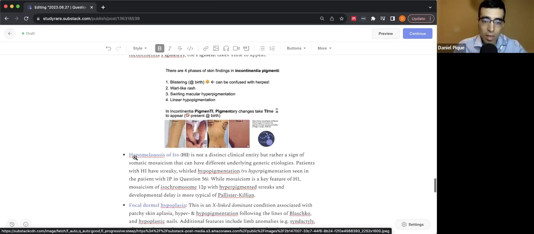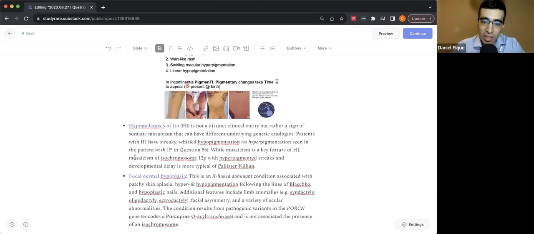Okay. Next is hypomelanosis of Ito, or HI. So this really is not actually a genetic disease, a monogenic disease. It's really more of a sign of somatic mosaicism that can be caused by a variety of different genetic etiologies. Usually, it was initially described as having streaky or whorled hypopigmentation, so lack of pigment, and contrast that with the hyperpigmentation that we saw in our patient in this case.